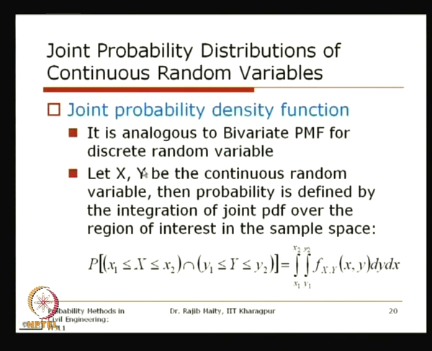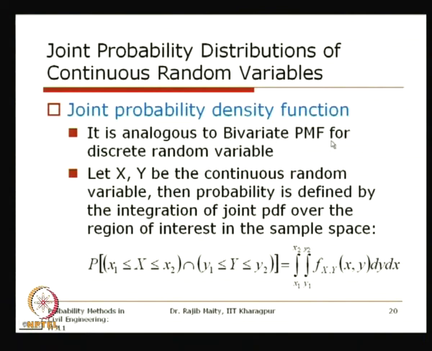Now, if we take that concept to continuous random variables, you know that a continuous random variable can take any possible value over the entire range, so instead of summation we have to go for integration. For the bivariate case, we have to integrate over the entire area, and if it is 3-dimensional, then we integrate over the entire volume, and similarly for higher dimensional spaces. Here we are discussing the bivariate case.